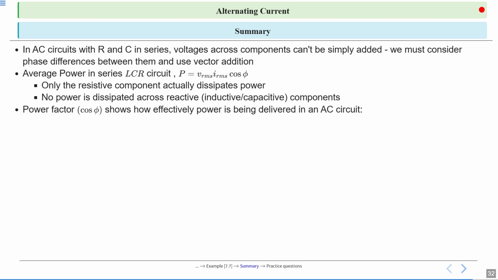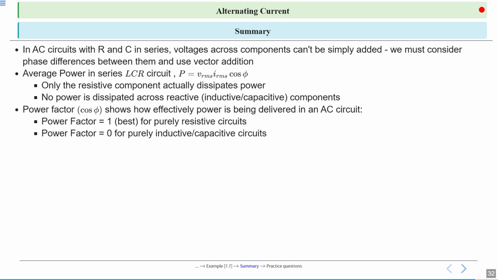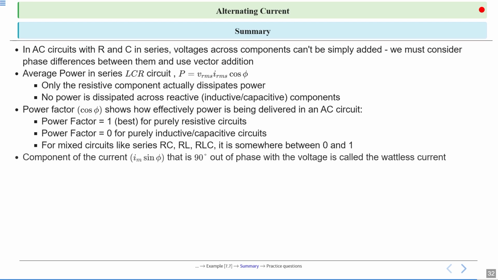Power factor cos phi shows how effectively power is being delivered in AC circuits. Power factor is equal to 1 for purely resistive circuits, and power factor is 0 for purely inductive and capacitive circuits. For mixed circuits like RC, RL and RLC, it is somewhere between 0 and 1. RLC means LCR circuit. We can write it as RLC or LCR anyway.